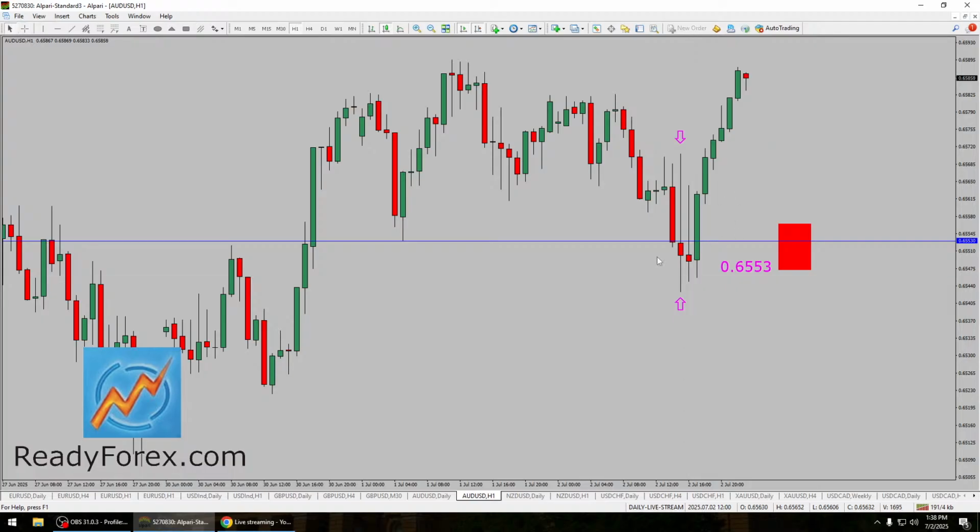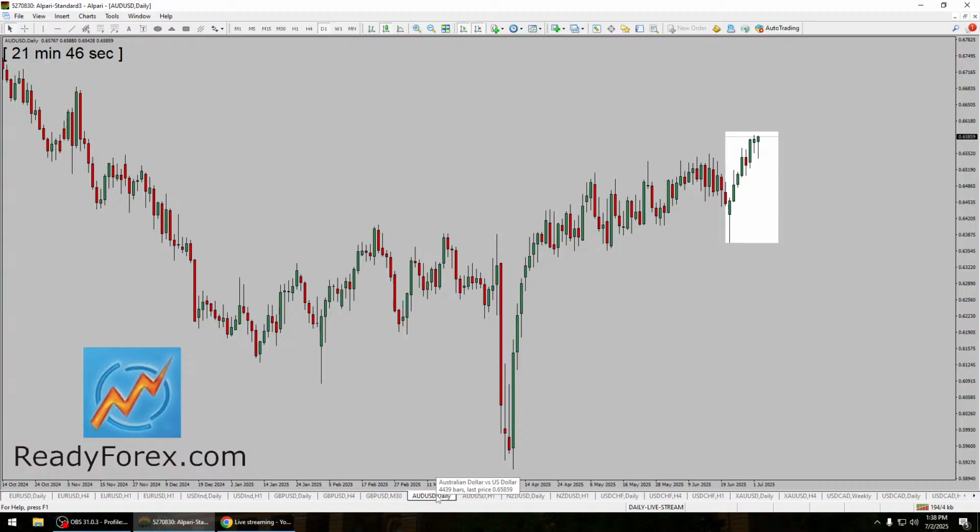So I don't think it's a good idea to look for buy or sell trades. I would prefer to wait outside for the time being. The price action is going nowhere. The overall trend is still up. The daily chart, it's still an uptrend.